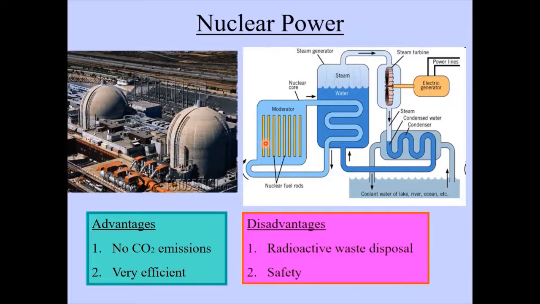What we have here, here's the nuclear fuel rods here, and the rate of chain reaction in here is moderated by something called a moderator. And the moderator basically absorbs those neutrons to control the speed of the nuclear fission reactions.